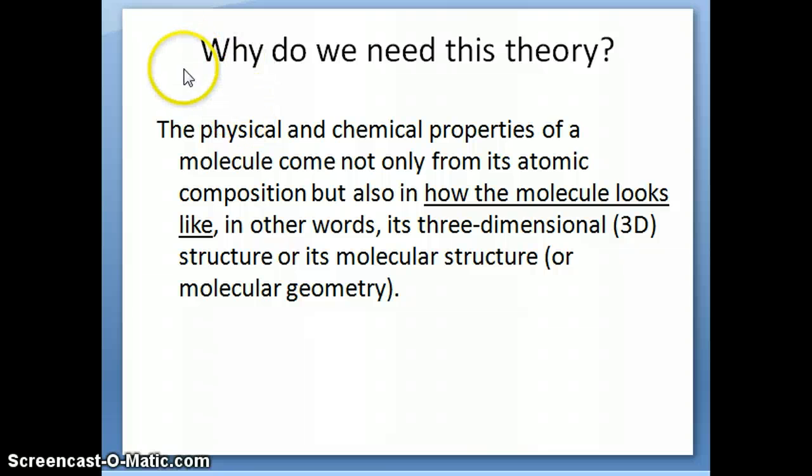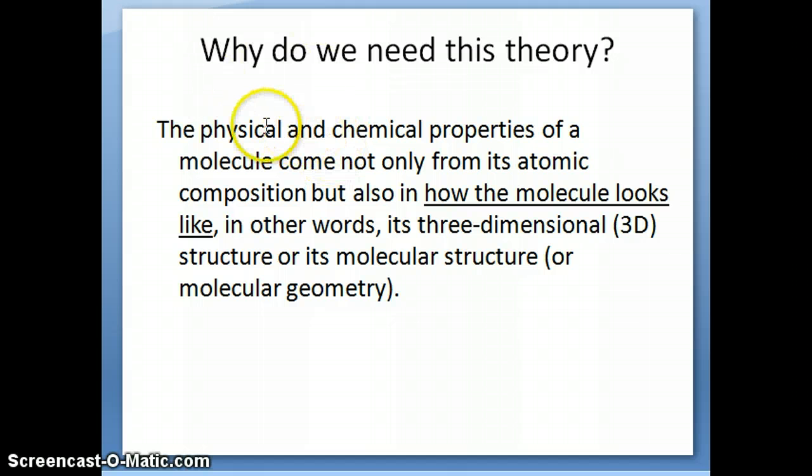So the question is, first, why do we need this theory? What is the advantage of knowing the three-dimensional structure that we didn't get just by looking at the Lewis structure, which is a two-dimensional or a planar structure? Hopefully you realize at this point that all these Lewis structures you're drawing are basically drawings on paper, so they're planar. But molecules, of course, are three-dimensional objects like other objects you see around you. So what is the advantage of getting a three-dimensional structure versus a two-dimensional structure?